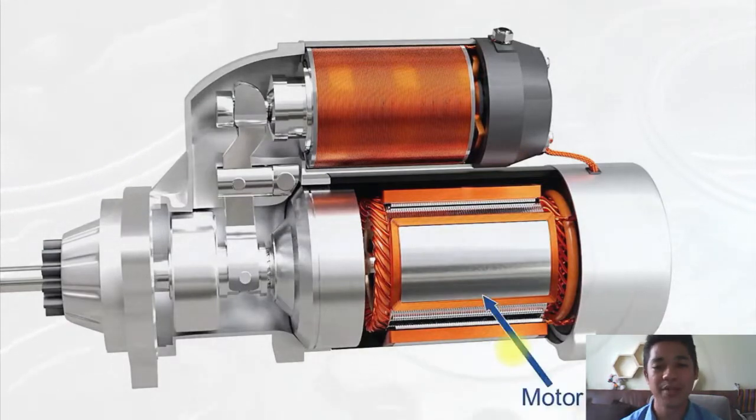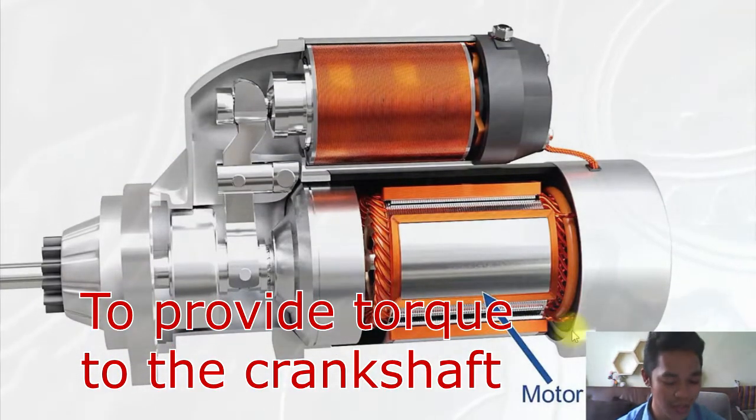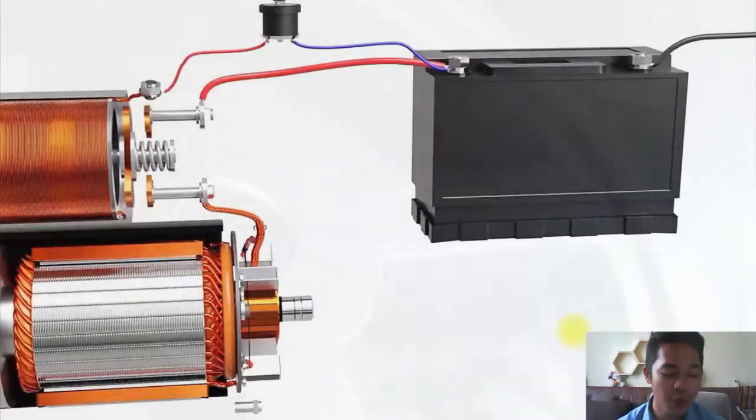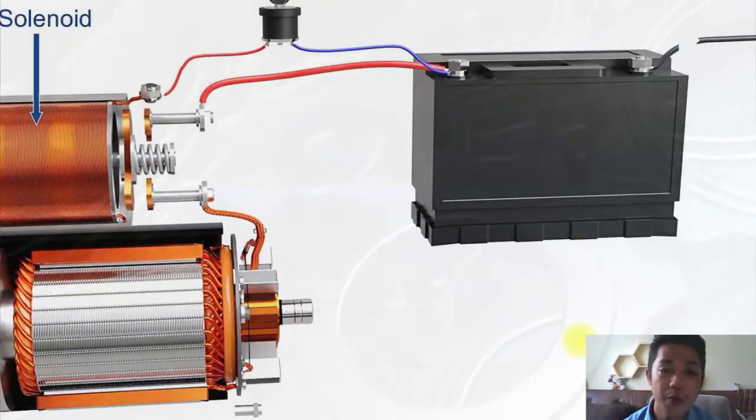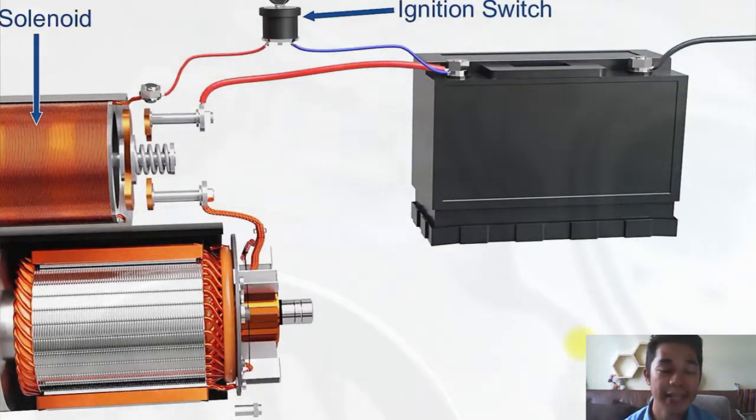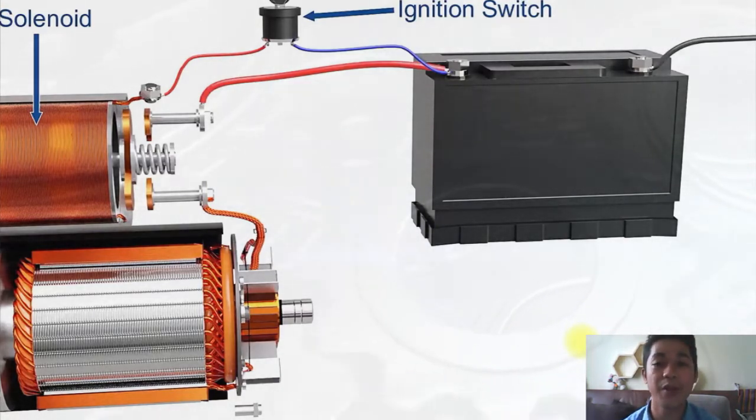From the word itself, starter motor, yes, you are right. It has a motor to provide torque to the crankshaft. The power produced by the motor can be drawn from the battery. A simplified circuitry can be shown here. The power from the battery is delivered or supplied to the solenoid via the ignition switch. So the ignition switch here is the bridge of current from the battery to the solenoid.